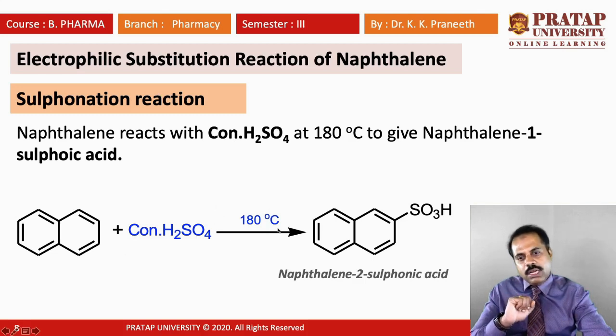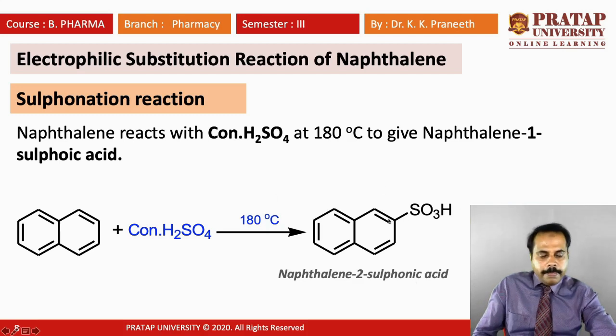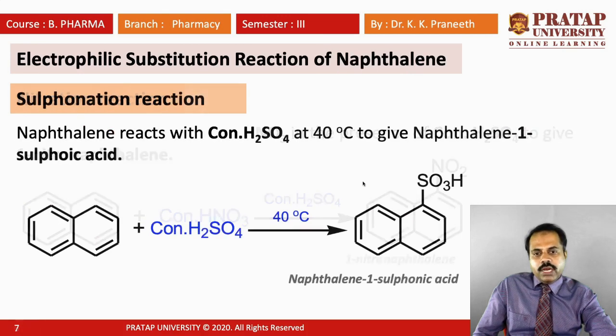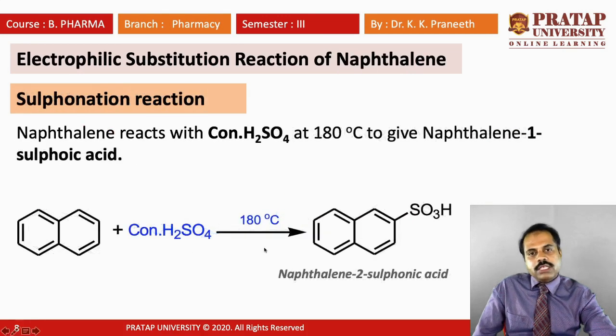So if we heat it a little bit more, high temperature is needed, you will get naphthalene 2 sulfonic acid. So this is very interesting. But in the mechanism section, I told you C1 attack is more favorable, so the product will be here only, the 1. C2 attack is not favorable because of the less resonance structure. But why are we getting this in the case of sulfonic acid? Why are we getting naphthalene 2 sulfonic acid as a product? Why the substitution here?